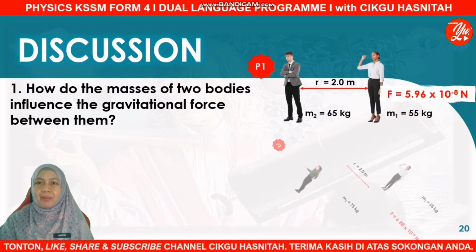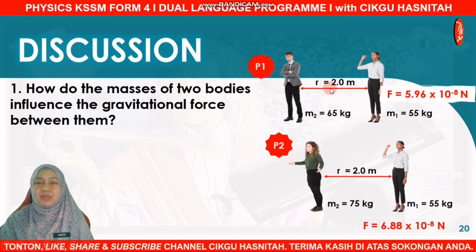While for the second pair, at the same distance of 2 meters with these masses, the force acting is 6.88 times 10 to the power of negative 8 Newton. So actually, our manipulated variable in here is the product of masses of the two bodies, which will affect the gravitational force acting between them when the distance is constant at 2 meters.